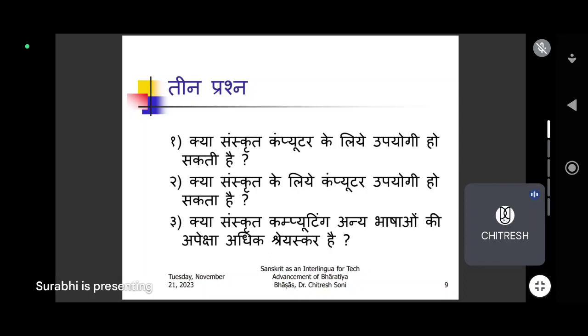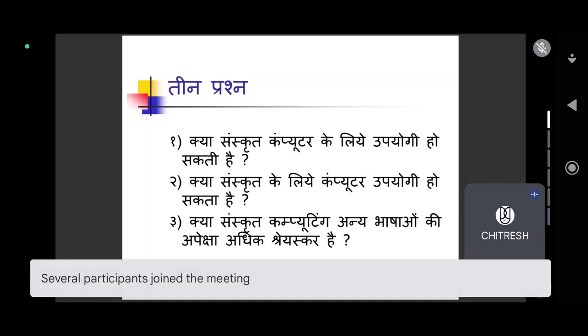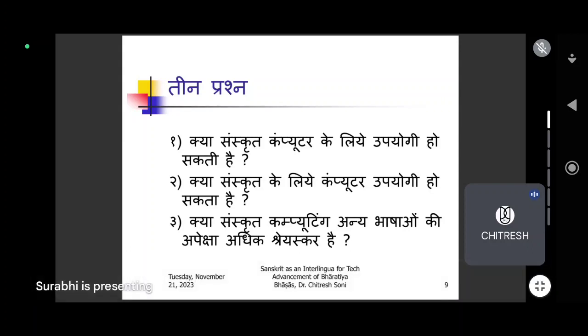And here I am taking Sanskrit as a representative language of all Indian languages. And then क्या संस्कृत computing अन्य भाषाओं की अपेक्षा श्रेयस्कर है? कि अन्य किसी हम लैंग्वेज को ले लें, means this is not to demean any language. All languages are equally important, but due to the grammatical capabilities, in comparison with any northeast language, or any language of South India, or any tribal language, or any language of Jammu and Kashmir, or any state of India, can Sanskrit computing be beneficial for us to reduce our efforts? So these three basic questions are in front of us. We will try to answer these three questions in the coming slides.